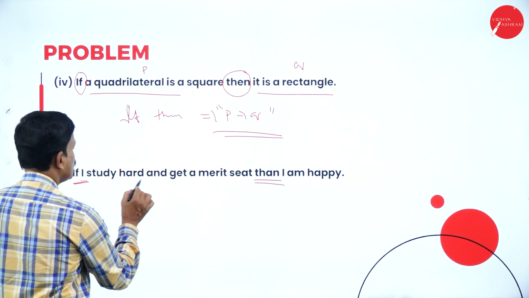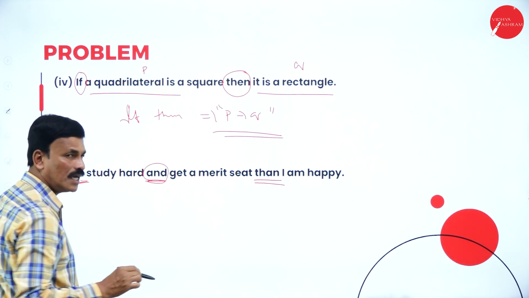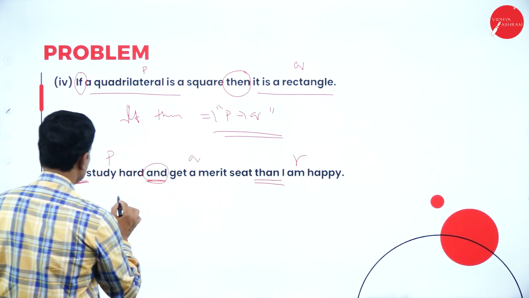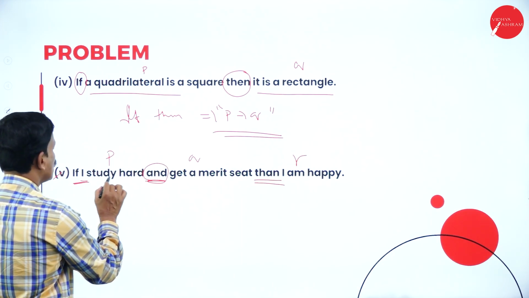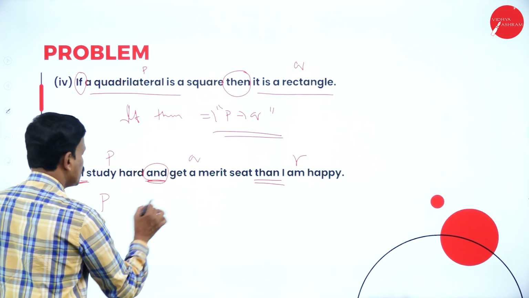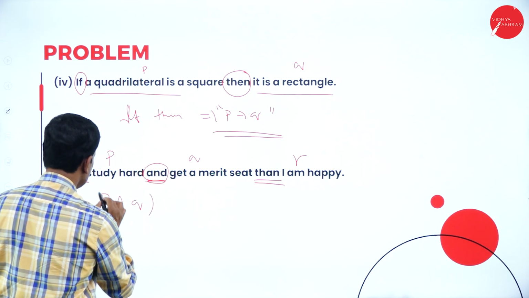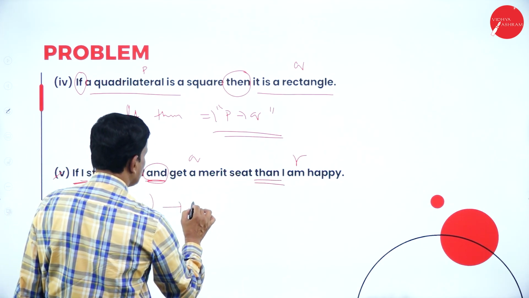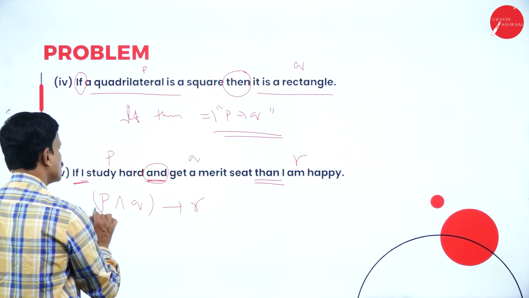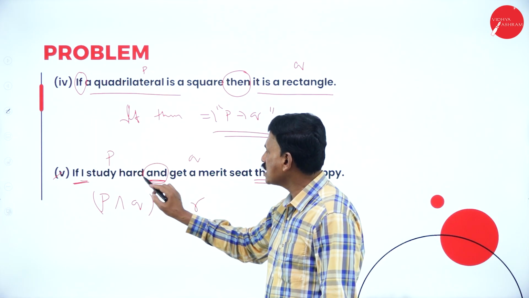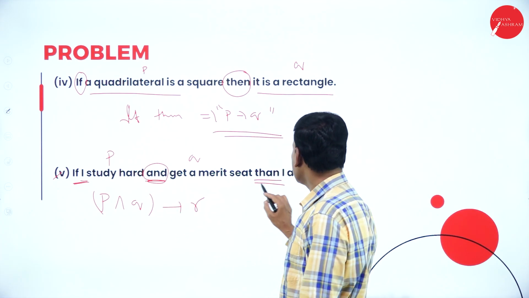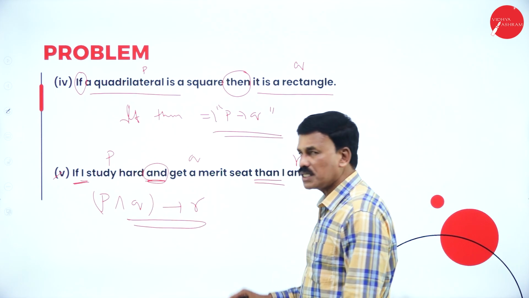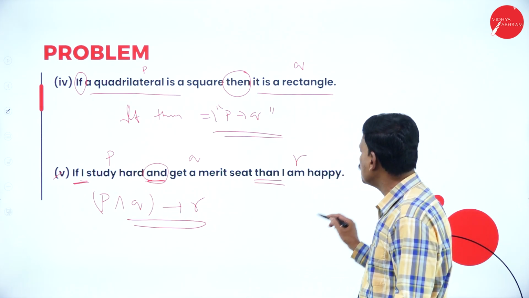And if I study hard and get, so that means let us consider P, Q and R. So here P is I study hard and get merit, which means P conjunction Q. Then I am happy. See, if I study hard is P conjunction Q, then I am happy means P conjunction Q conditional to R. So the given statement is P conjunction Q conditional to R.